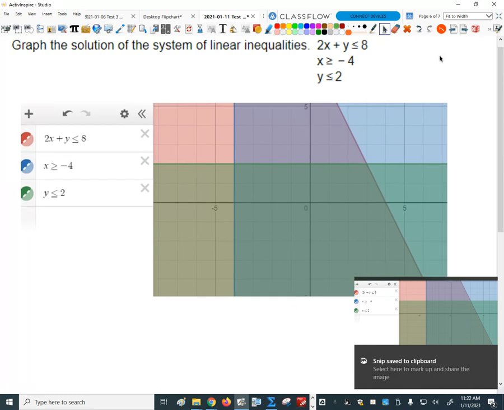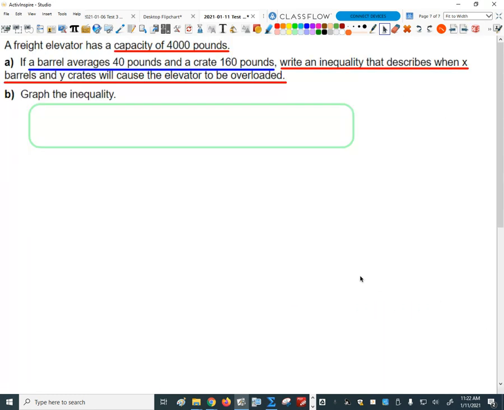Okay. And last one. So for the last problem, this is just an application of linear inequalities, right? So we want to see if we can build an inequality here that's going to represent this situation. A freight elevator has a capacity of 4,000 pounds. If a barrel averages 40 pounds and a crate averages 160 pounds, it says write an inequality that describes when X barrels and Y crates will cause the elevator to be overloaded.